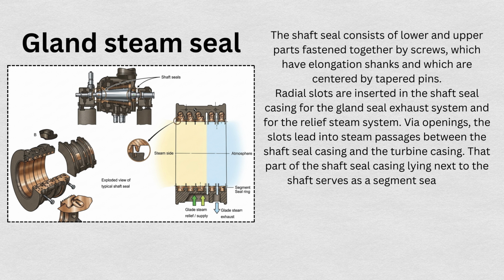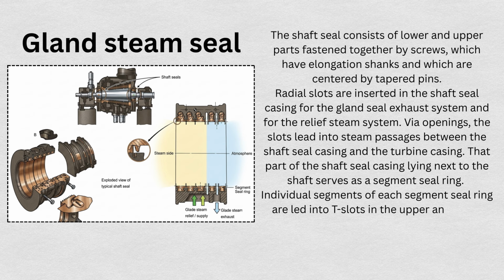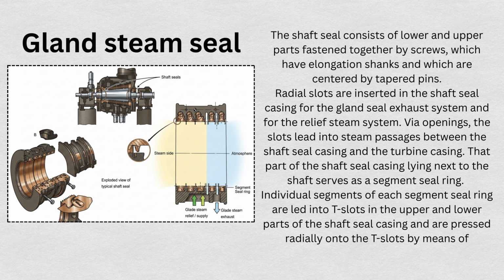That part of the shaft seal casing lying next to the shaft serves as a segment seal ring. Individual segments of each segment seal ring are led into T-slots in the upper and lower parts of the shaft seal casing and are pressed radially onto the T-slots by means of compression springs.